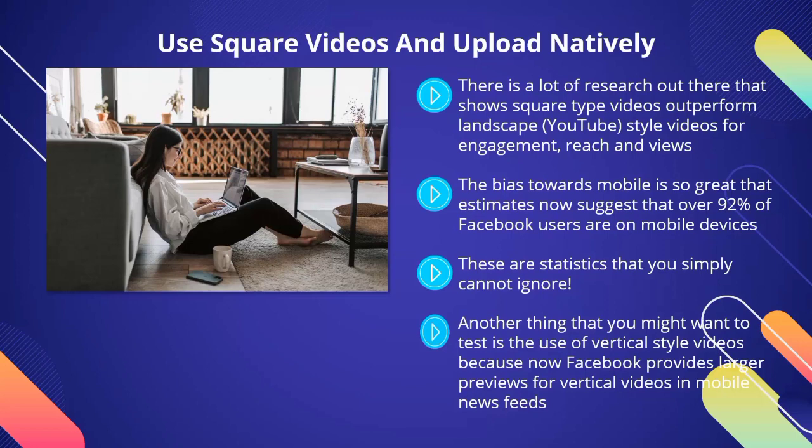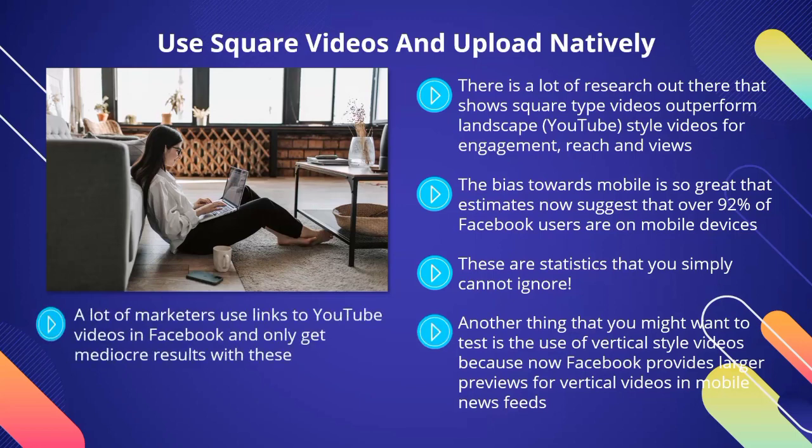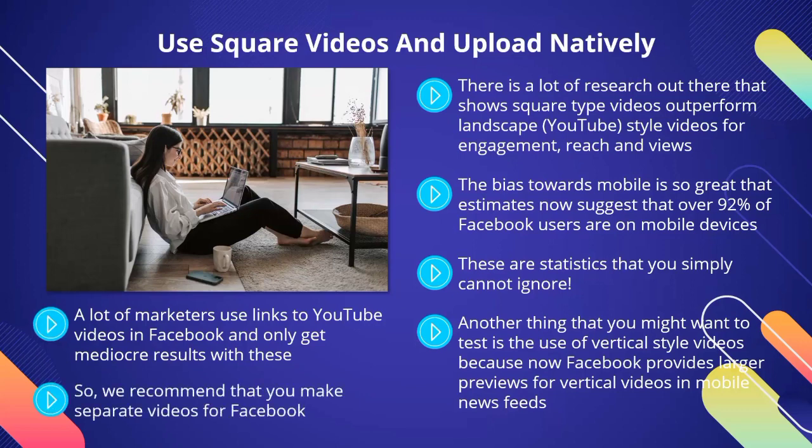Making videos that work well in Facebook is much easier now with online tools such as InVideo and Animoto available. A lot of marketers use links to YouTube videos in Facebook and only get mediocre results with these. The truth is that the interaction rate with Facebook native videos is far higher. In this instance, the term native means a video uploaded directly to Facebook. So, we recommend that you make separate videos for Facebook. You can make short videos which provide value, and then you can provide a link so that the user can get more information on your website or another external site.